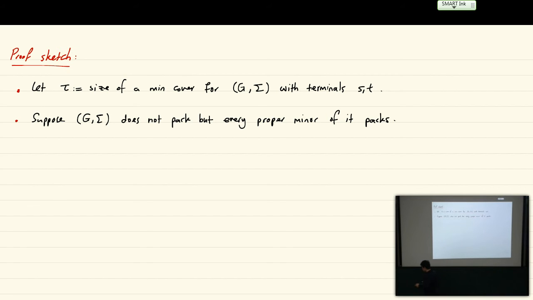What you do is, let tau be the size of a minimum cover. So you have terminals S and T, and tau is the size of a minimum cover. I want to find tau disjoint odd T-joins. Now, the minimality assumption I'm going to make is that I cannot find tau disjoint odd T-joins, but for every proper minor, it packs. So whenever I move to a proper minor, that equality holds: nu is equal to tau. So that's the minimality assumption.